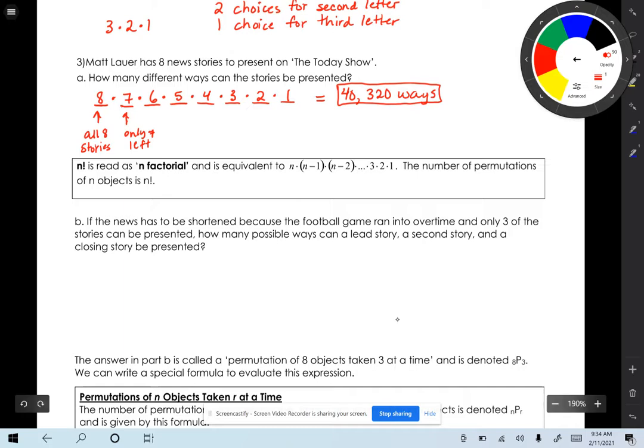So this little funky thing right here is not n exclamation point. It's read n factorial and is equivalent to n times n minus 1 factorial. Okay, so this should be like this right here. Times n minus 2 factorial, and so on. The number of permutations of n objects is n factorial.